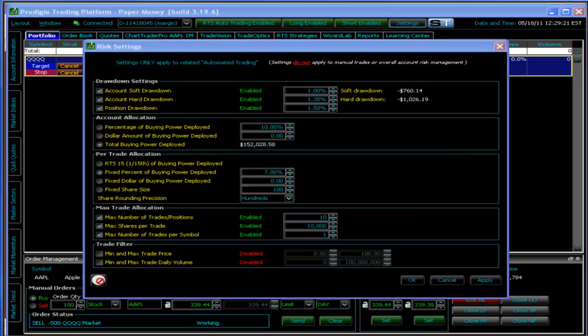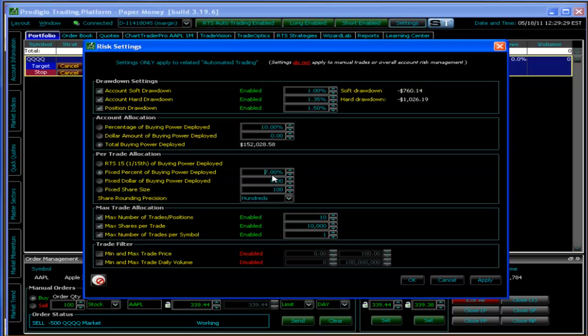Let me run that really quick. What is that? That would be 100 divided by 15, right? 6.66. Right? So let's say about 6.5 just to round it. These would be roughly equivalent. The 1/15 is roughly equivalent to about 6.5% of the buying power.